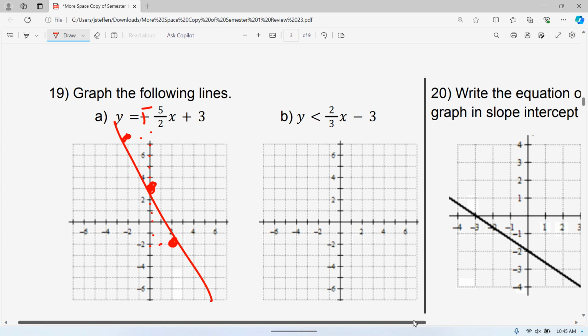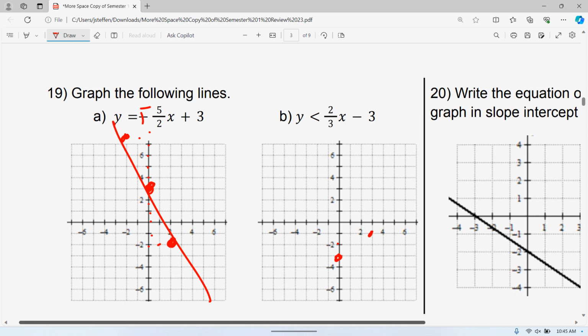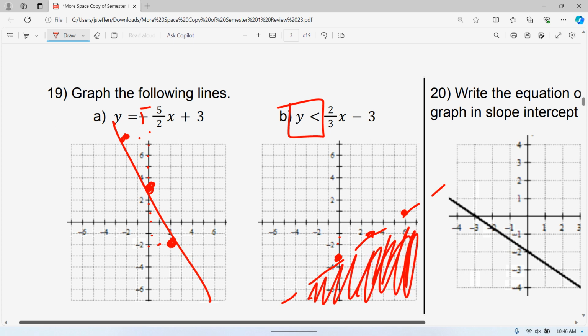For this one, the y-intercept is -3. I go up 2 over 3. Sorry, here I lost my train of thought. Then from here, oh, I knew that was that point. Up 2 over 3, up 2 over 3. And this one, the key, you shade this one because it's an inequality. Since y is less than, you shade below. There's a couple of other ways to do that, but that's going to be the easiest.